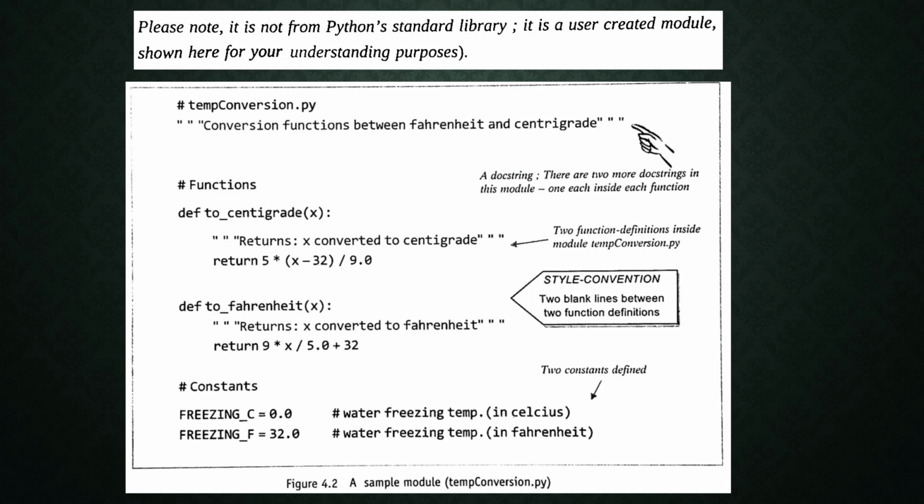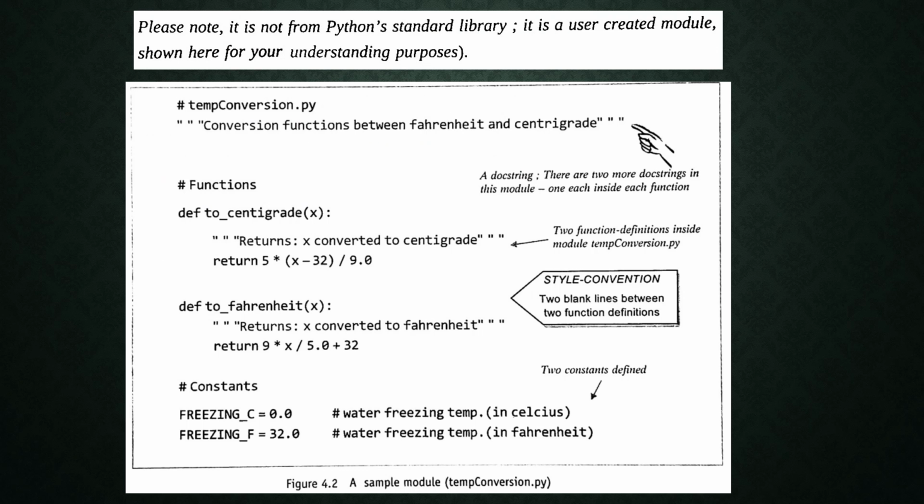Here, hash temp conversion dot py. It's a comment because we are using the hash. And here a docstring is mentioned. A docstring means writing remarks about the program, using triple quotes. Using triple quotes, it is mentioned: conversion functions between Fahrenheit and centigrade. After this, two functions are defined.